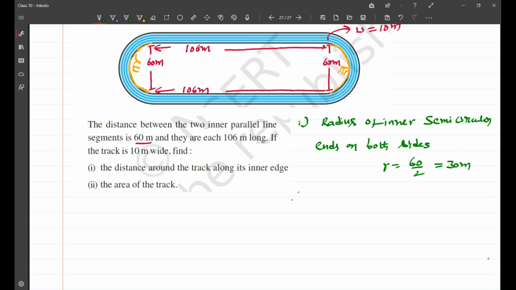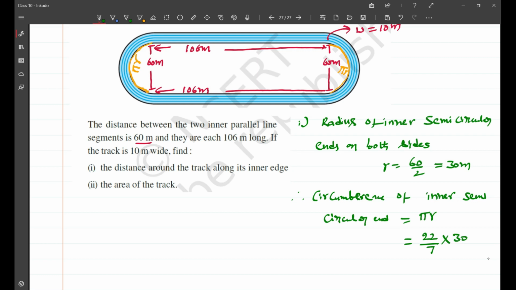Therefore, circumference of inner semicircular ends is equal to pi r, that is equal to 22 by 7 multiply by 30, nothing but 660 upon 7 meter.